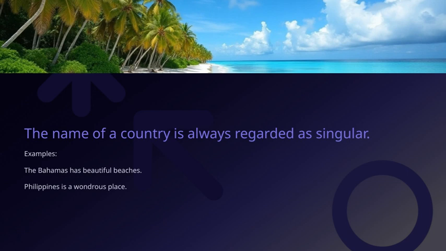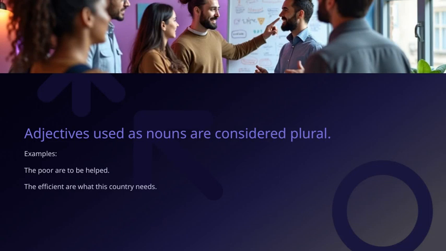So, when we talk about the Philippines or the Bahamas, we treat the country as a single entity. This is an important point because it influences how we use verbs and pronouns when referring to these places. Understanding this helps us communicate more clearly and correctly in English. And of course, it ties back to the overall theme of making sure we get our language right when talking about different countries.